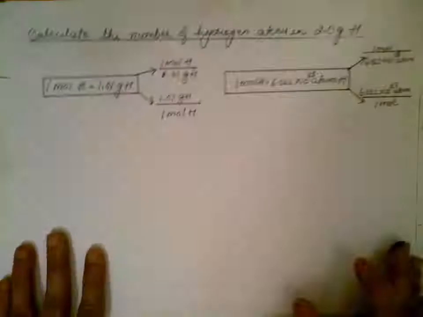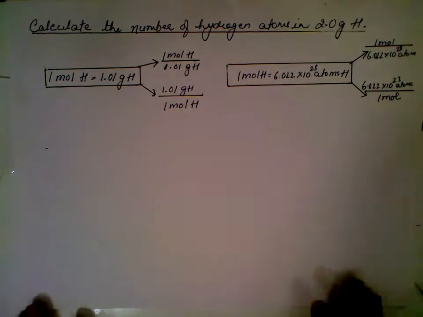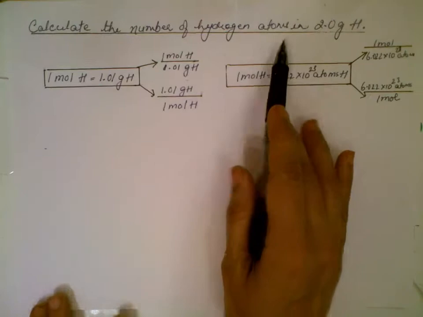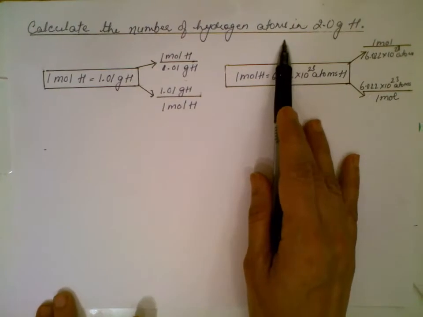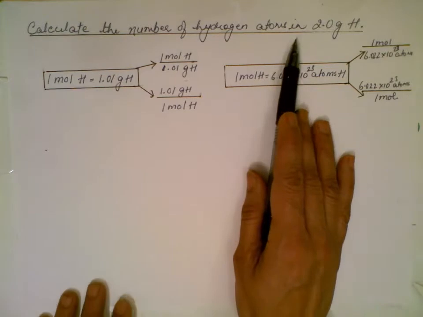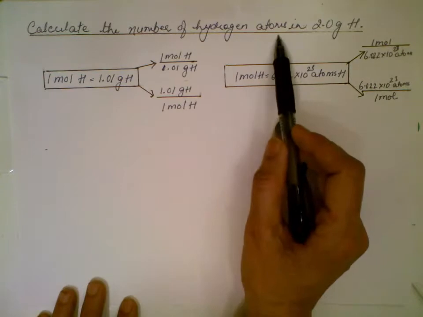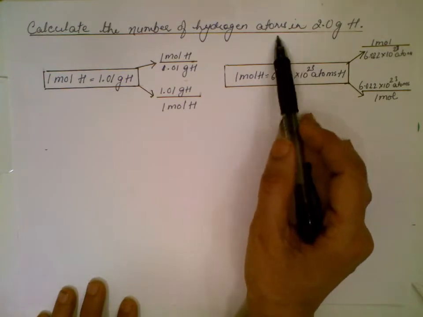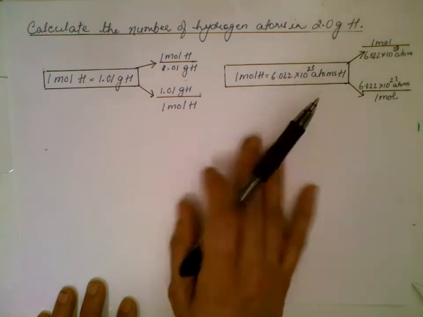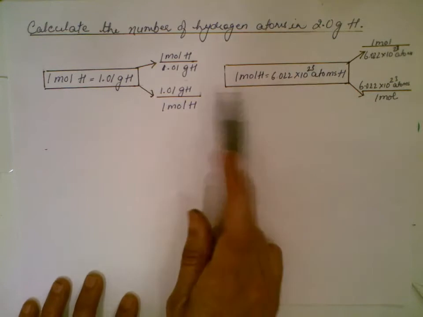Let's start with the problem. Calculate the number of hydrogen atoms in 2 grams of hydrogen. So we have to find the number of hydrogen atoms, and those hydrogen atoms are our particles. Particles can be atoms, ions, molecules, formula units. In this problem, our particles are atoms. But we cannot convert these particles directly, right? We have to go from mass to moles to particles. So we need two conversion factors.